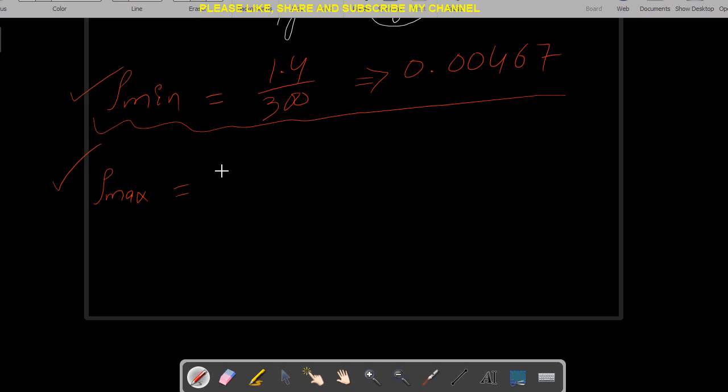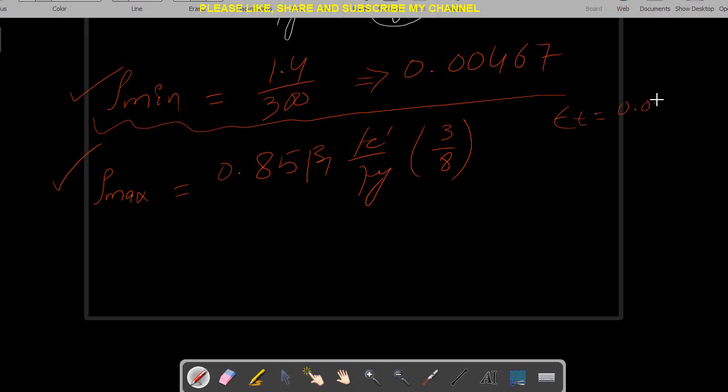My row max will be 0.85 beta 1 FC prime divided by Fy into 3 by 8, right? If I'm assuming that my epsilon T is 0.005, on the basis of this I got 3 by 8. I have derived this in my previous part. From this I got the value of my maximum steel ratio, 0.10156, right? This is my row max.